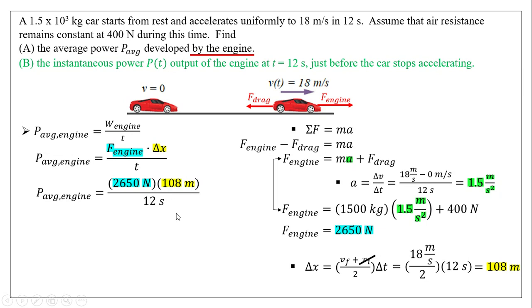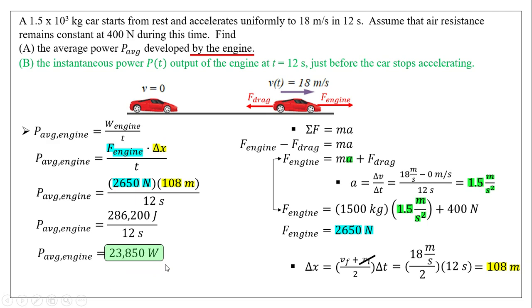Anyways, power is a scalar, so you're good here. 12 seconds is given, so simplify that. The numerator should give you 286,200 joules divided by 12 seconds. And if you further simplify that, you should get a value of 23,850 watts. Once again, the unit for power is watts. Sometimes it is measured in kilowatts. If it does that, all you have to do is convert watts to kilowatts. Other than that, that is it for part A. So the answer is 23,850 watts.